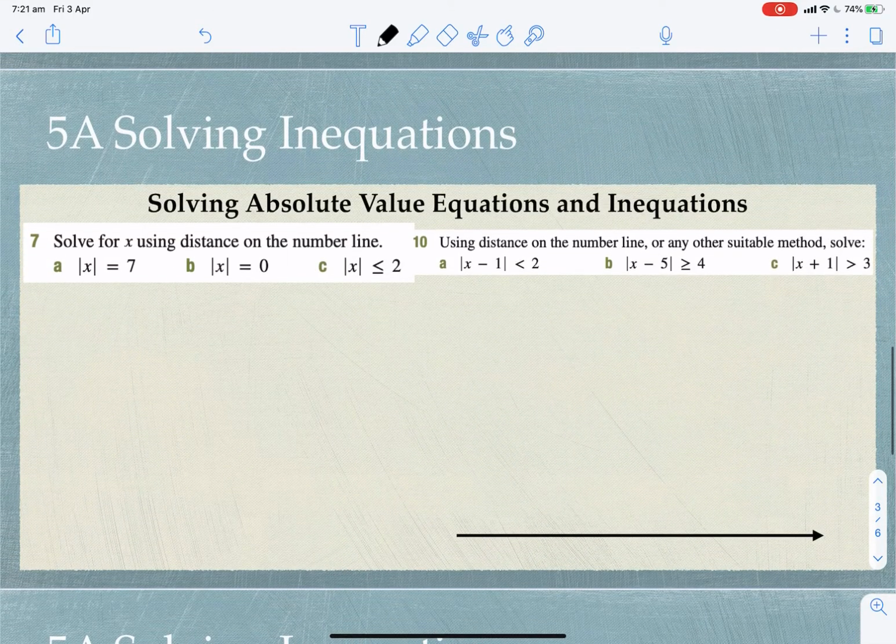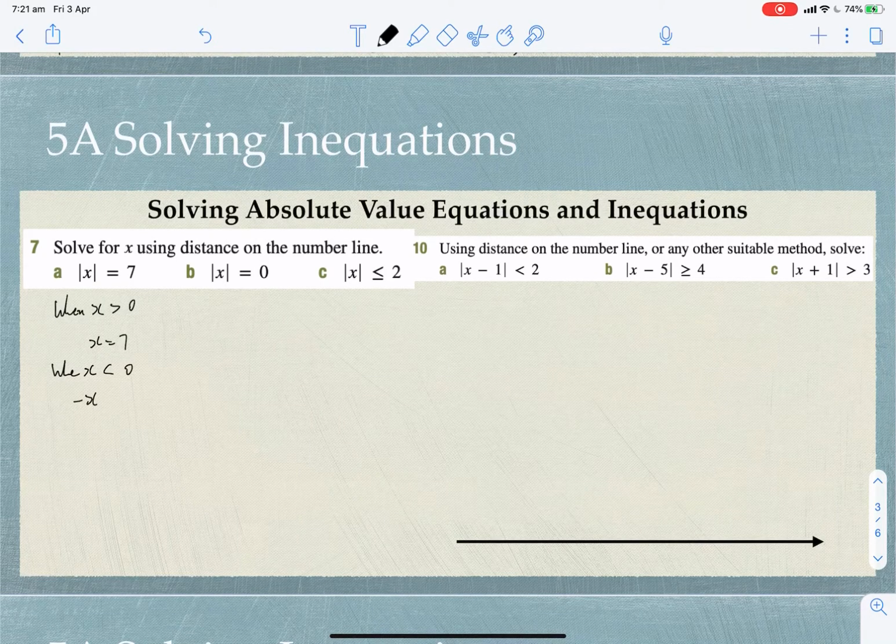So another thing we're talking about today is inequations and absolute value. So let's get started with inequations. So if the absolute value of x equals 7, there are two cases. So if x is larger than 0, the absolute value sign does nothing. So x equals 7. So when x is smaller than 0, the absolute value just gives a negative sign to x, so it will be negative x equals 7. So x equals negative 7. So we got the solution x equals positive or negative 7.